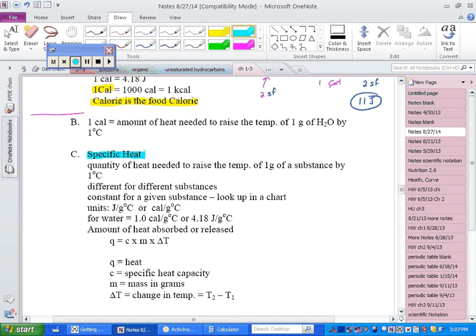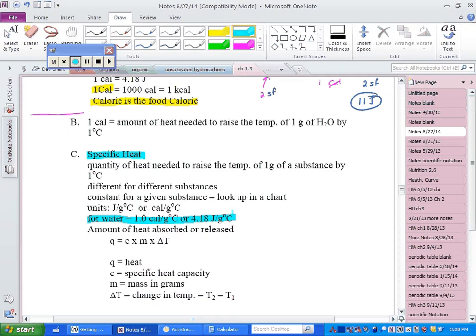Right, specific heat. Specific heat is the amount of heat needed to raise the temperature of 1 gram of a substance by 1 degree Celsius. For water, that's 1 calorie per gram degree Celsius, or 4.18 joules per gram degree Celsius. That's actually the definition of a calorie.